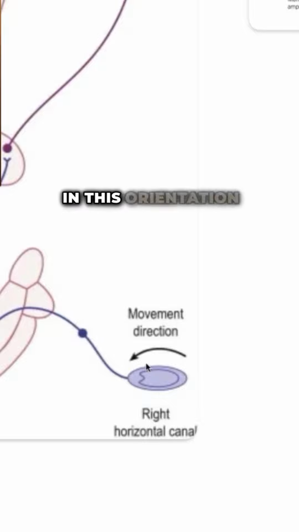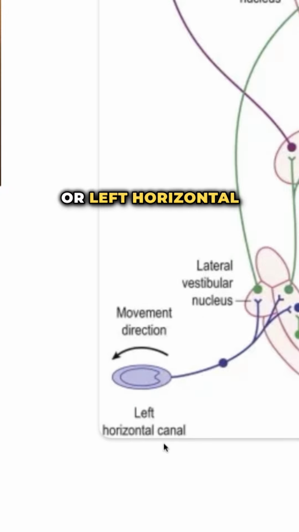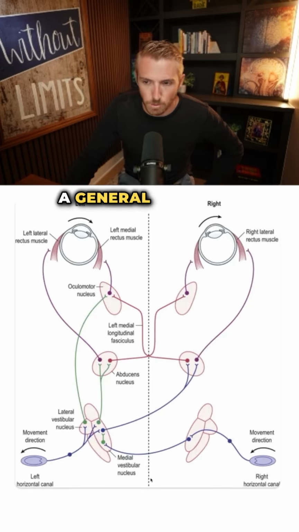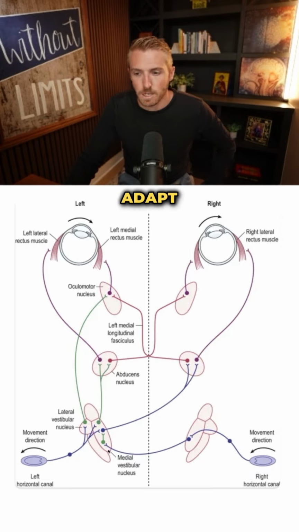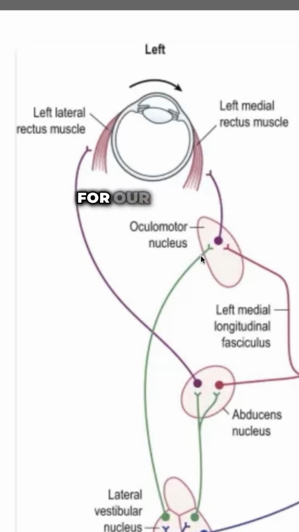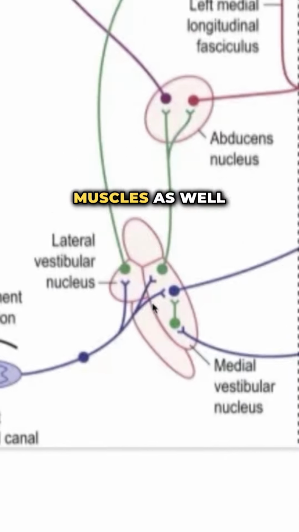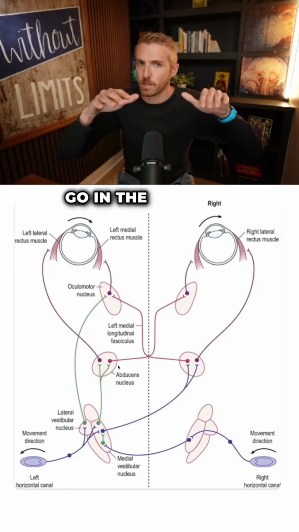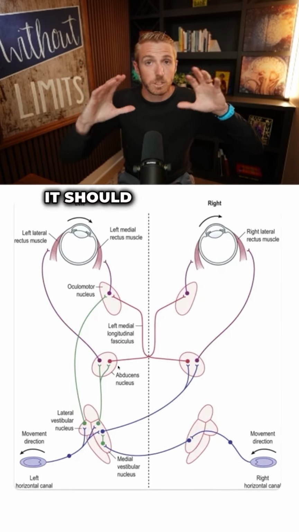In this orientation here, what's happening is we're turning our head to the left. So this is our right horizontal canal or left horizontal canal. So we have these canals in here, we turn our head to the left, but I'm gonna use this as just a general principle of how our eyes adapt. So we have our vestibular nuclei, they're connected to all of our nuclei for our ocular muscles as well. So then what happens is when we turn our head to the left, our eyes reflexively go in the opposite direction. So this is perfect, should be perfectly connected.